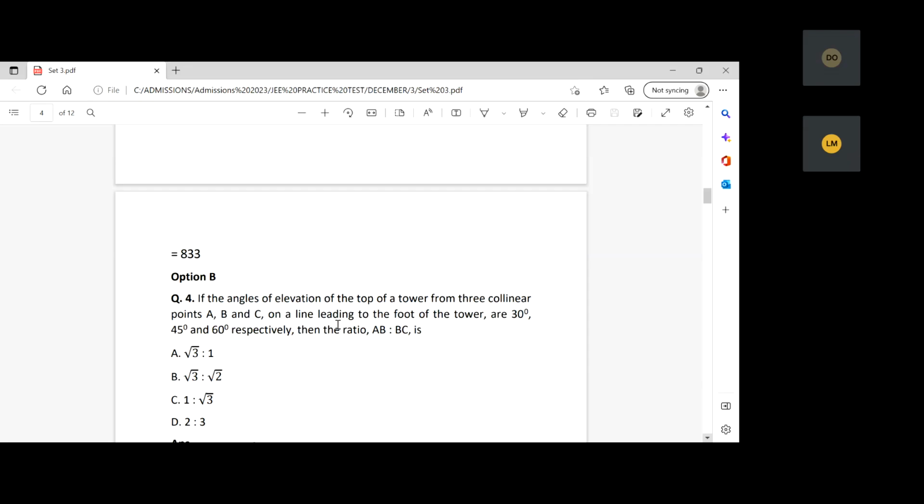It's something which is showing related to the angle of elevation of the top of a tower from 3 collinear points. They have given 3 collinear points, A, B and C on a line, leading to the foot of a tower, and the angles are given as 30 degree, 45 degree and 60 degree respectively. They want you to find out the ratio AB is to BC. What's the ratio AB is to BC?